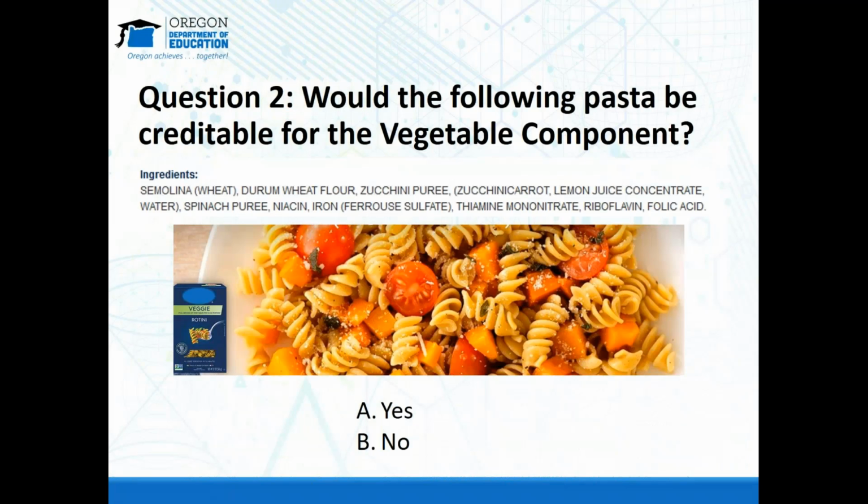So now it's time to test your knowledge and see how much you have learned from this training. I'm going to read the question first to give you time to think about your answer, and then I will launch the poll in GoToWebinar. Taking a look at this ingredient list on the screen, would the following pasta be creditable for the vegetable component? The ingredients include semolina, which is a wheat, durum wheat flour, zucchini puree, and a whole bunch of other ingredients in there, spinach puree, niacin, iron, and so on and so forth. I'm going to go ahead and launch the poll right now.